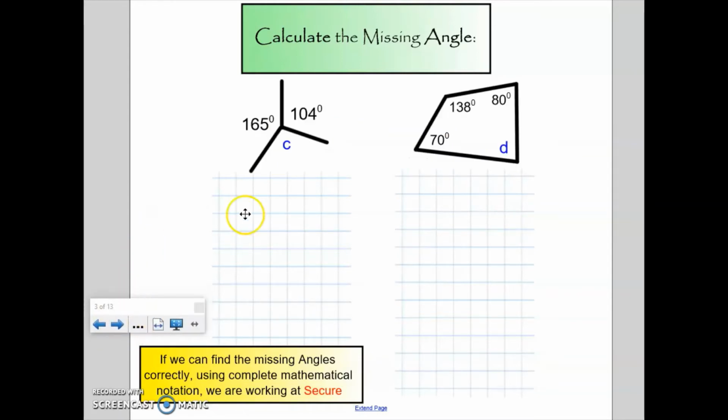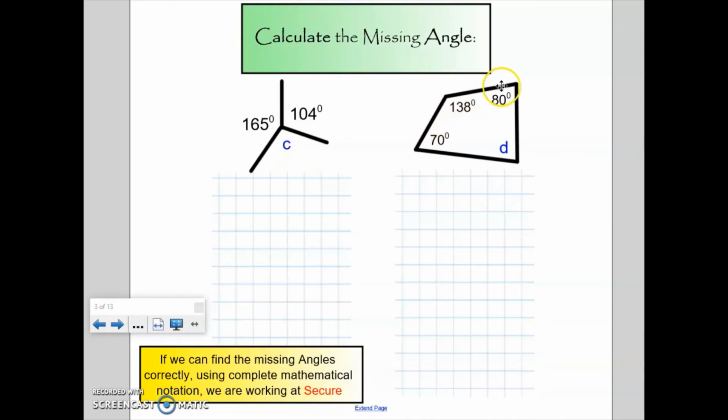Okay, a couple more questions here. This time we've got angle C, and it's involved in a full circle. Angles around a point have to add up to 360 degrees. That's how many degrees are in a full turn, a full circle. So in order to find the missing angle C, I'm going to add up my known angles, 165 add 104, which gives me 269. This time I'm going to subtract from a total of 360, which is going to tell me that angle C, the missing value, is 91 degrees.